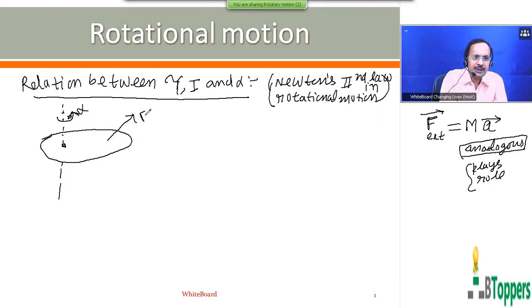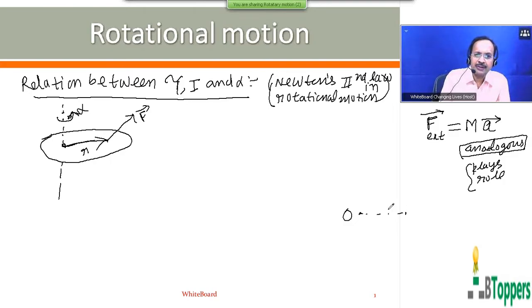Let F bar represent the resultant of all the external forces acting on one of the particles of the rigid body. Or we can draw a separate figure, but just showing one of the particles of the rigid body.